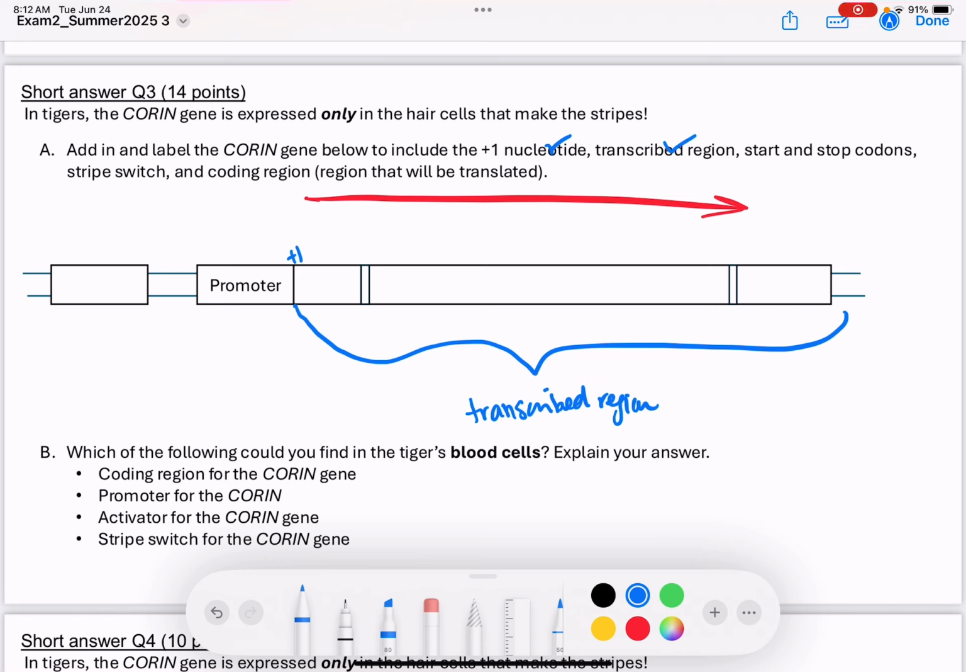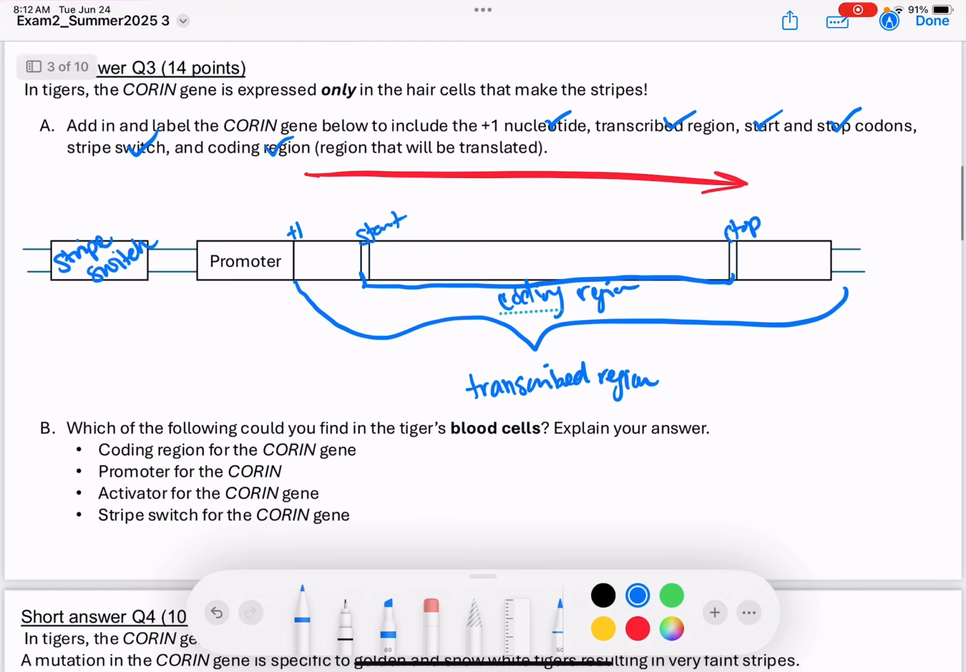So we've got the transcribed region, we've got the start codon, we've got the stop codon. The striped switch seems to be like here. And then the coding region is the region that will be translated. So it starts at the start codon and actually ends right here. But I accepted kind of any of that. Coding region is here. It's the region that will be translated. The main thing was that I need to start at the start, including the start codon, and then stop around the stop codon.